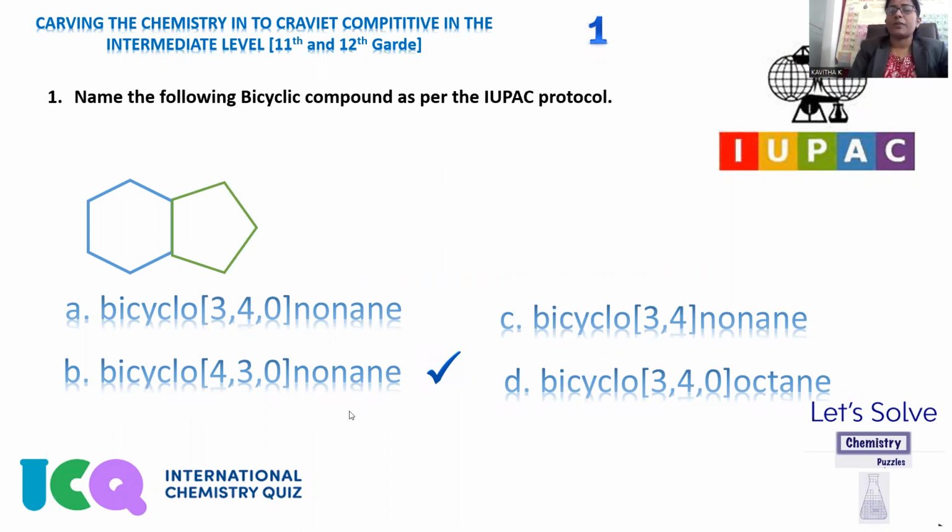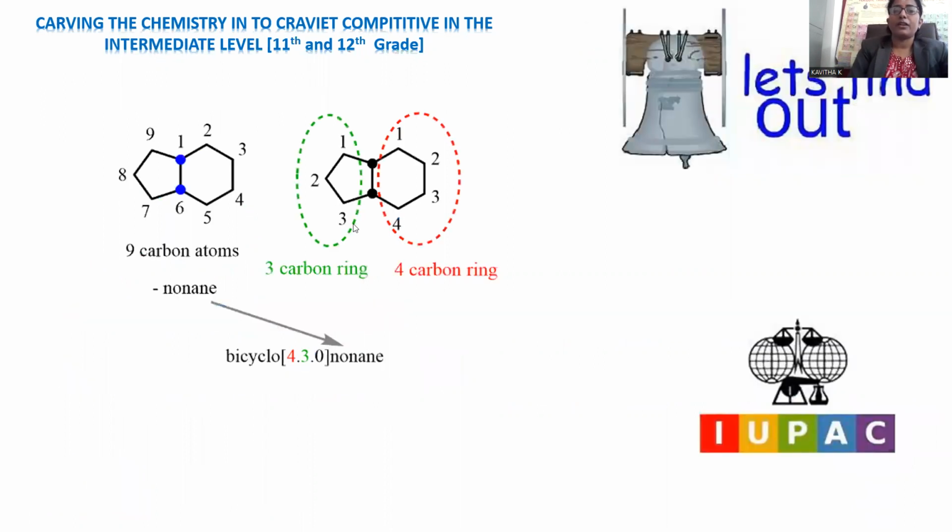Let's see how we can justify that this is the IUPAC name of the compound. If you observe the entire compound, it is made up of two ring systems. One is a six-membered ring system and the other is a five-membered ring system, and both are fused at the first and sixth positions. Entirely, we have nine carbons. A nine-carbon parent chain will be assigned as nonane, and later on we have to consider both the rings.